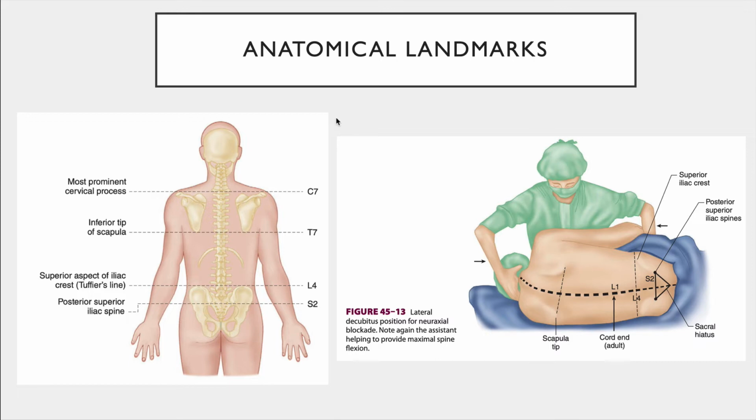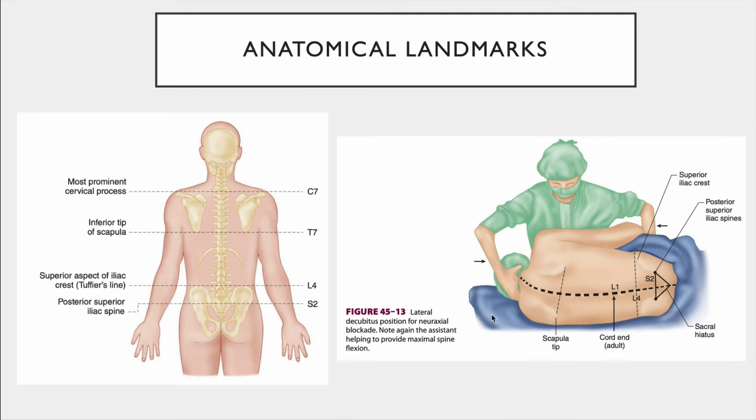So this is a review of the anatomical landmarks that will be helpful as you examine a patient and decide where you want to place your epidural catheter, reminding you that the most prominent cervical process is at C7 and the inferior border of the scapula is T7. Of course, the superior portion of the iliac crest is L4, and we don't really use too much of the posterior superior iliac spine, but it's emphasizing that this is S2.